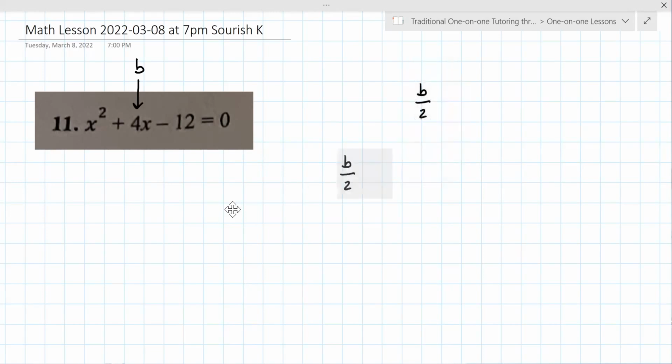So let's first do this. Let's just figure out what b is. So b is 4. And then b divided by 2 is 4 divided by 2, which is 2. Is that clear? Okay. So we're always going to take this thing and cut it in half.